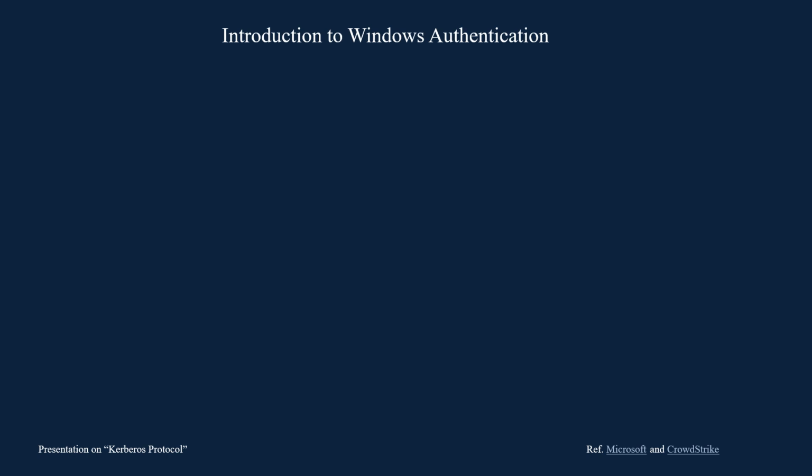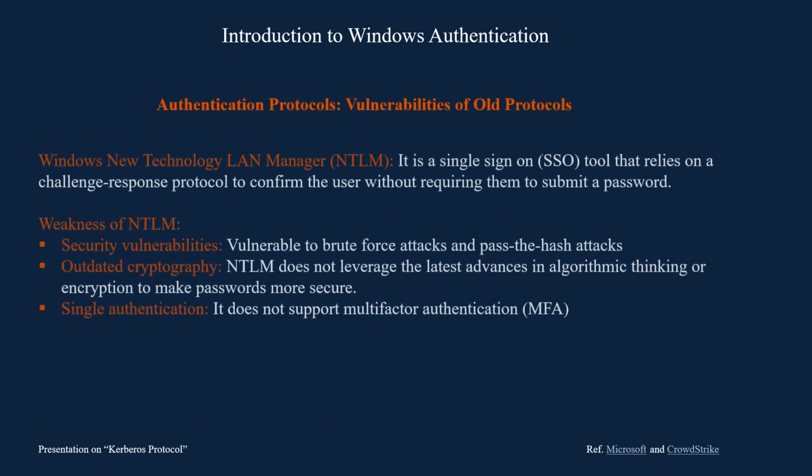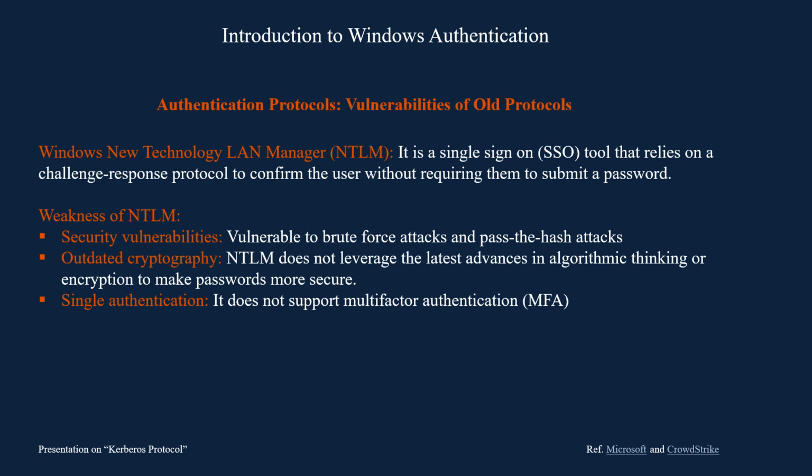Before Kerberos, Windows used NTLM for authentication purpose, and NTLM has many weaknesses. For example, NTLM is vulnerable to brute force attack and pass the hash attack. NTLM also does not support the advanced cryptographic schemes, and NTLM also works for single authentication, which means you cannot use multi-factor authentication for NTLM.